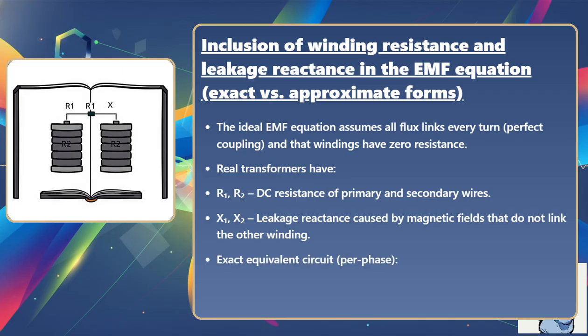Exact equivalent circuit per phase. The diagram shows V1 feeding series resistance R1, then series leakage reactance X1, then the magnetizing branch, then series resistance R2 and leakage reactance X2 to V2.